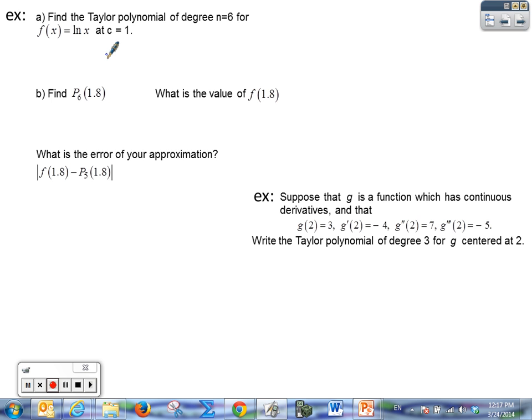All right, so I have my scratch paper over here. The first derivative of natural log of x is 1 over x. Now, I'm not going to write it in fraction form just because I don't want to mess with the quotient rule. I'm going to write it as a negative exponent, x to the negative 1. So f prime of x is x to the negative 1. So f prime of 1, I substitute a 1 in there and I get 1.